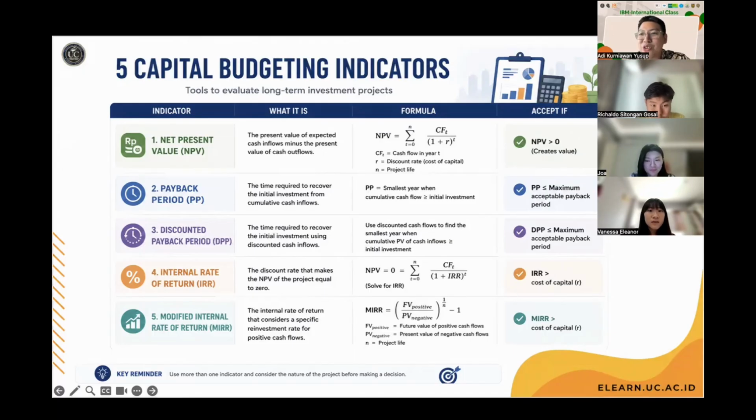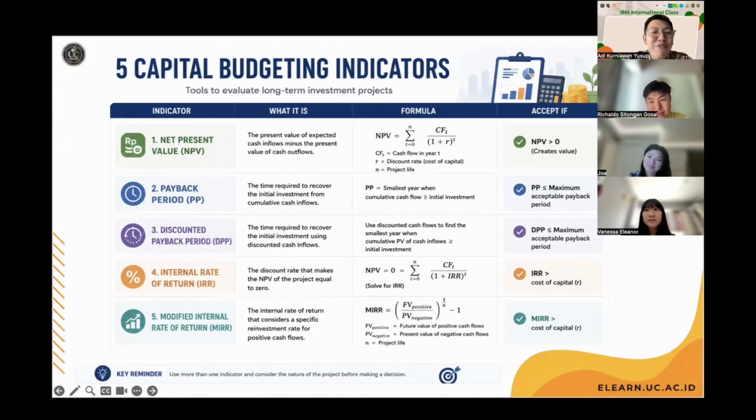Any idea, Aldo? Logically, you should accept the project if the payback period is higher than the acceptable payback period or lower. I guess it's supposed to be lower, so the payback must finish before the expected, so we can earn the profit, right? Okay, lower or shorter, yeah. If the payback is 2 years and the acceptable is 3 years, then you should accept. If not, then just recheck it.